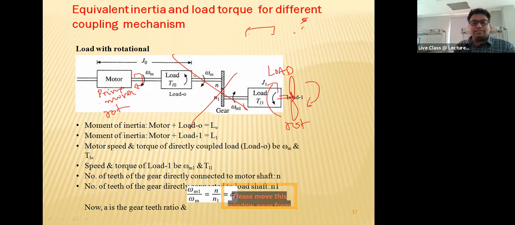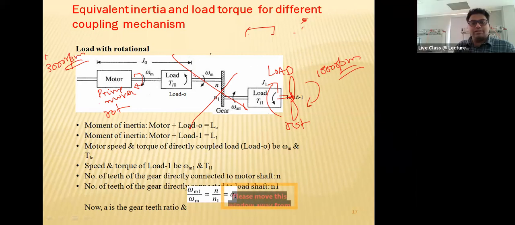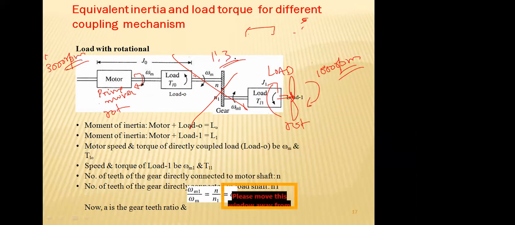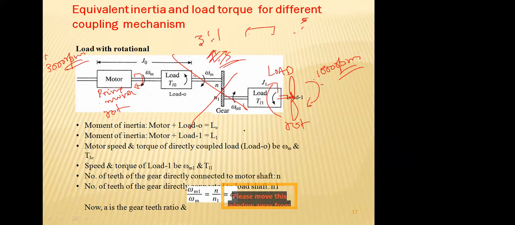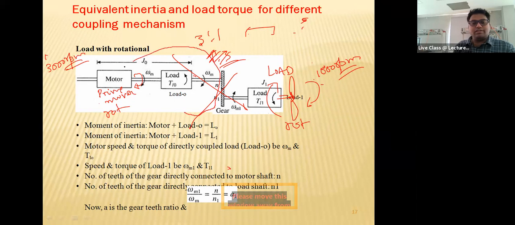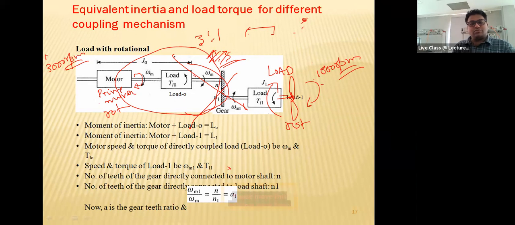Say this is at 3000 RPM, but the fan cannot rotate at 3000 RPM, so it is rotating at 1000 RPM. So what is the gear ratio needed? 3:1, which means it will reduce the speed. So the TL0 is gear, and it consists of all this side: the complete motor set and the gear set, total.